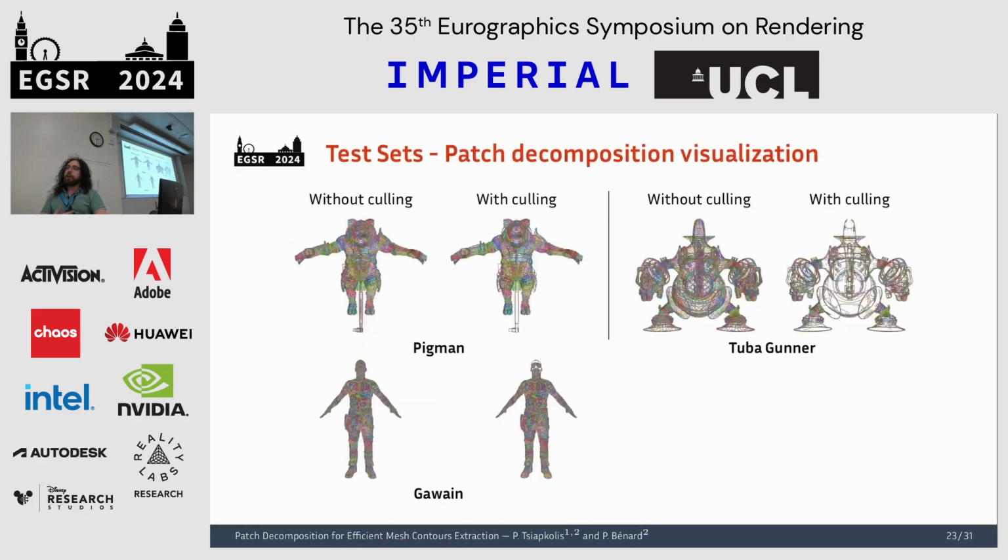And for rigged models, it depends a lot on the way your model is weight painted. For instance, on the left you have models that are more organic, so we can only optimize about half of them, which you can see a bit like the torso of the Pigman, or Gawain's head. He's bald, so he doesn't move much, and you can optimize a lot of it. But on the other end, you have the Tuba Gunner, which is mostly a rigid model because it's like a robot. This one we can optimize a lot more.